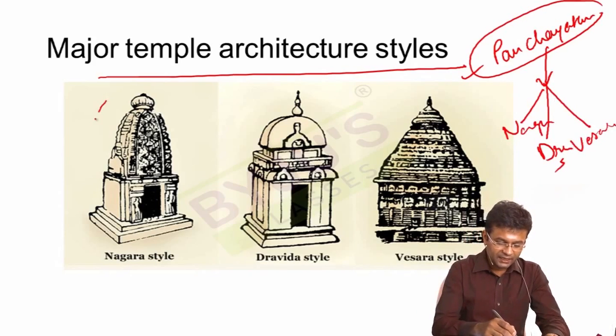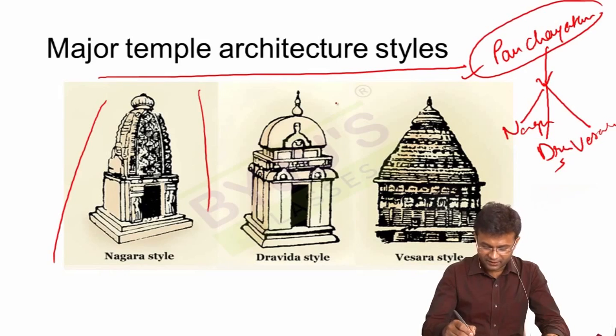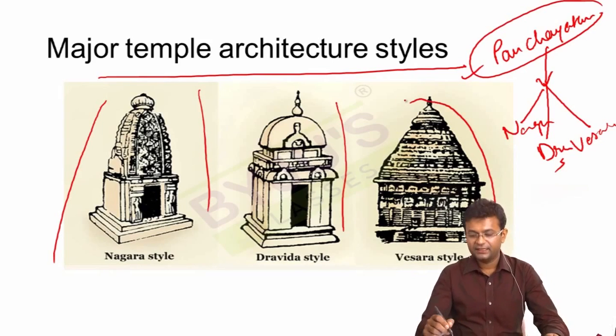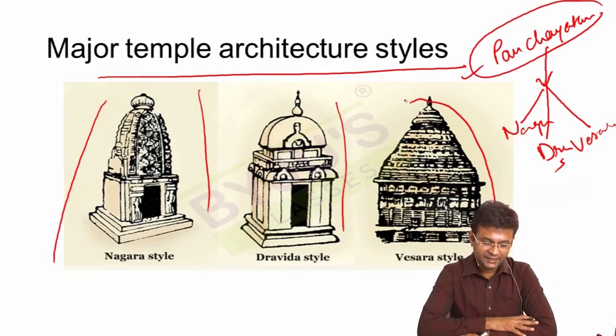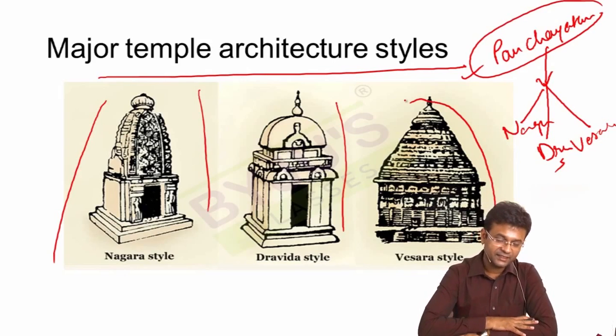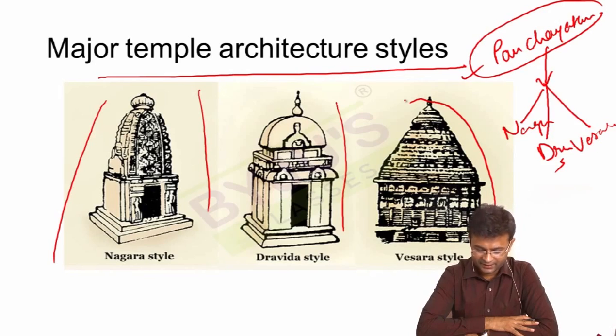Now, see, this is the Nagara style of temple architecture. This is the Dravida style, and this is the Vesara style. Actually, the Vesara style is said to be a combination of both the Nagar and Dravid styles, and it developed under the Chalukya kings of the Karnataka region.